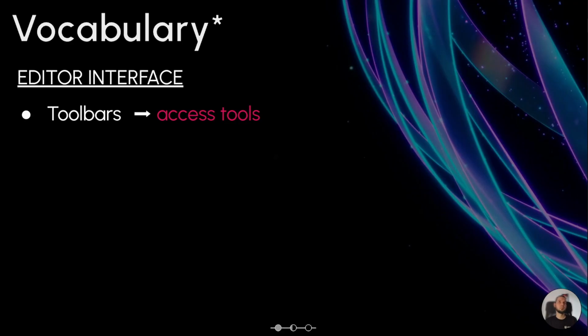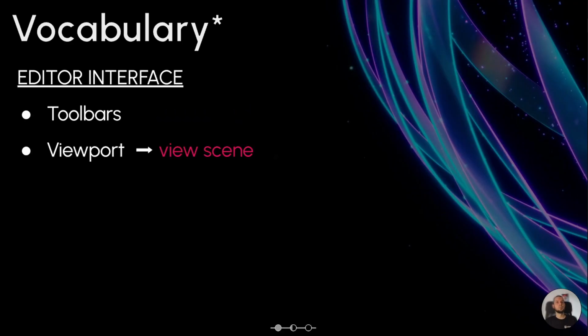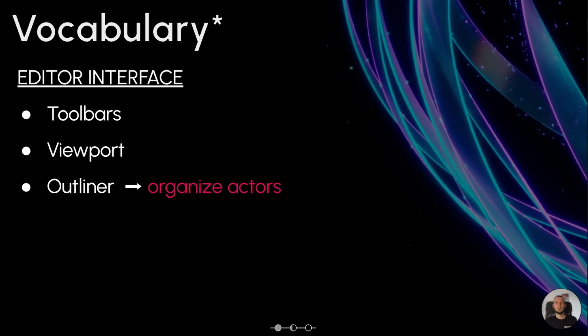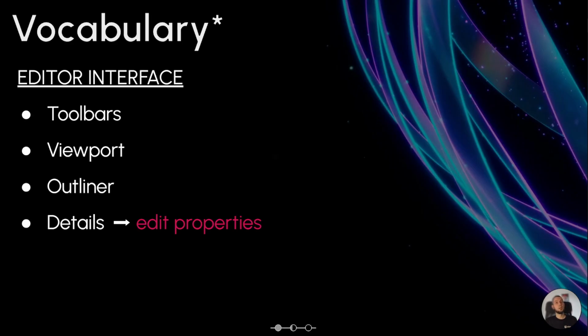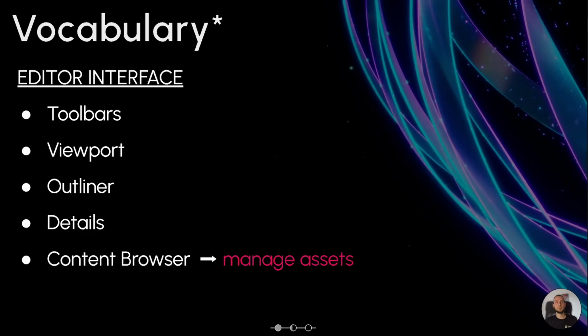So we have toolbars, again, access tools. We have the viewport, views the scene. If you're coming from Unity, this is like the scene view. Then we have the outliner for organizing the actors in like a tree view. If you're coming from Unity, like the hierarchy. Then we have the details, allows us to edit various properties of our selected actor or actors. And if you're coming from Unity, it's like Unity's inspector.